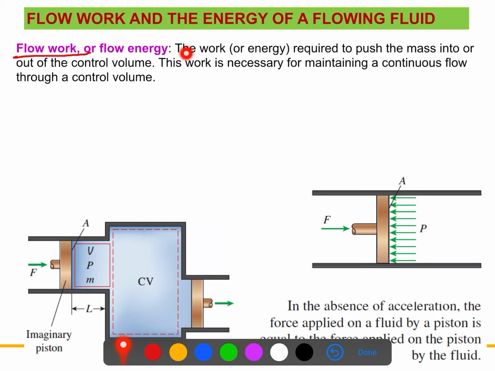That means we have a domain here. Let's say this is a piston cylinder device. We have this control volume, this red dotted line. You know the definition of the control volume. So this is the control volume, and we have a very small fluid domain here with the volume V. If we want to push this fluid into this control volume, this fluid element is out of the control volume.